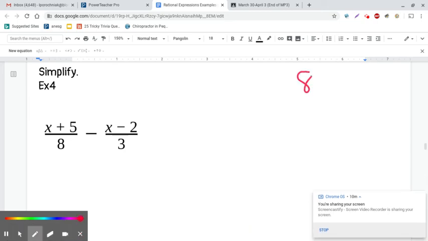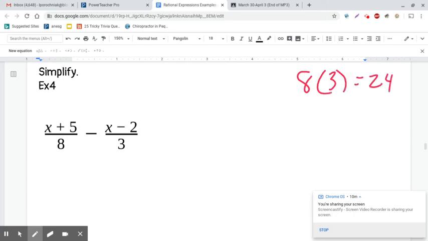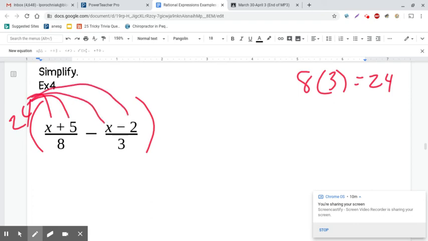Let's look at 8 and 3. We're going to multiply those because those are our denominators, right? 8 times 3 is 24. That means we are multiplying everything by 24. 24 goes to the x plus 5, to the x minus 2. All right, we multiply that out. We get 24x plus 5 times 24 is 120. And that whole thing is going to stay over 8.